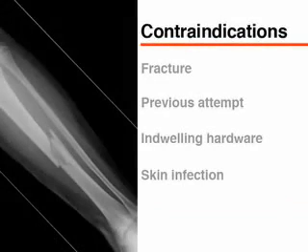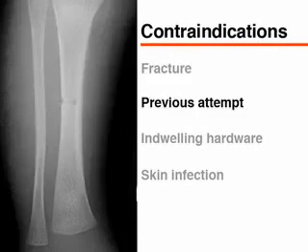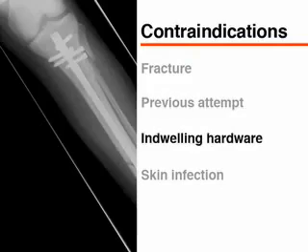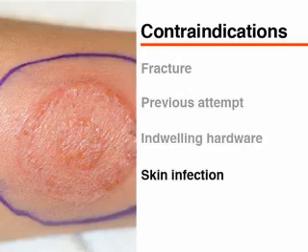Intraosseous access should not be attempted in any bone with a suspected or known fracture or proximal to a site of fracture, or in a bone in which a previous attempt was unsuccessful. Indwelling hardware from a previous orthopedic procedure may prevent successful cannulation in that bone. The presence of skin or soft tissue infection is a relative contraindication.